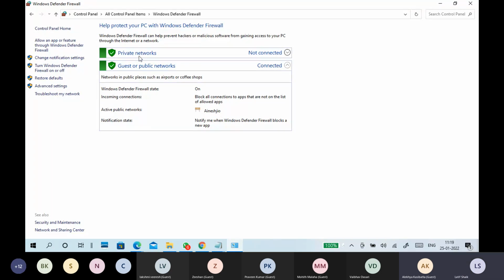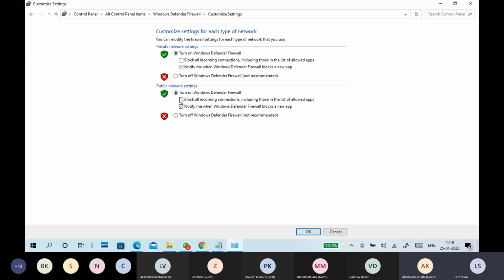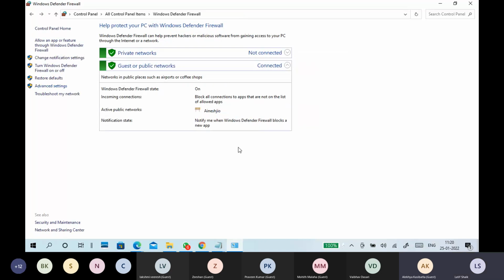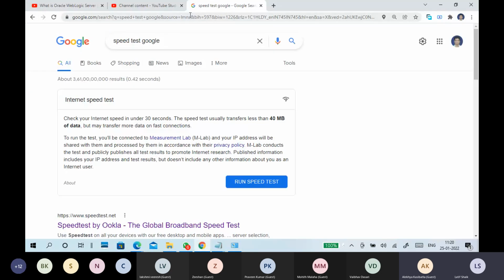It will protect you in both private and public areas. You can turn Windows Defender Firewall on or off, so you can turn it off also. This is the default firewall with the operating system. But if you install network protection, meaning antivirus with internet protection or network protection, then obviously you will get an antivirus firewall application.